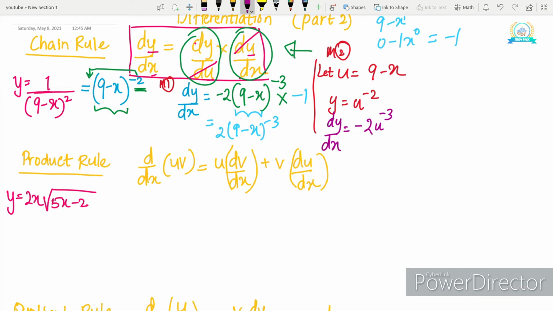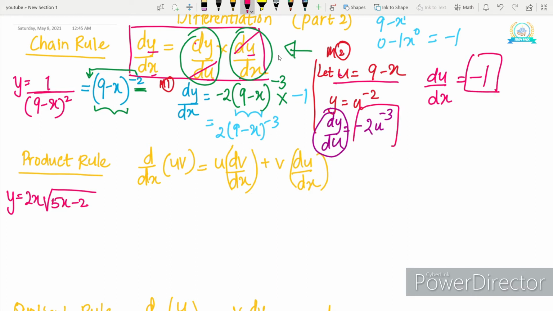So you found dy over du. Wait, my bad, this is dy over du, because you differentiated with respect to u. And now you have dy over du, and you need dy over dx. You can find that easily using this equation, because you have u and x. You differentiate u with respect to x, and you're left with minus 1. Again, simple differentiation. Then you plug these two into the equation here.